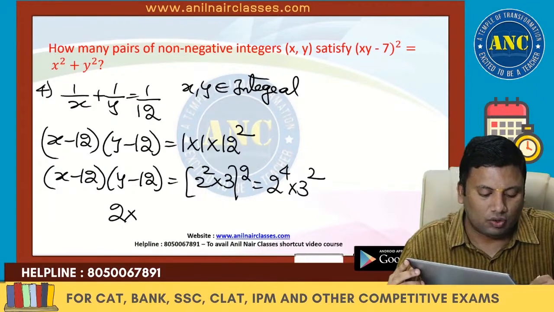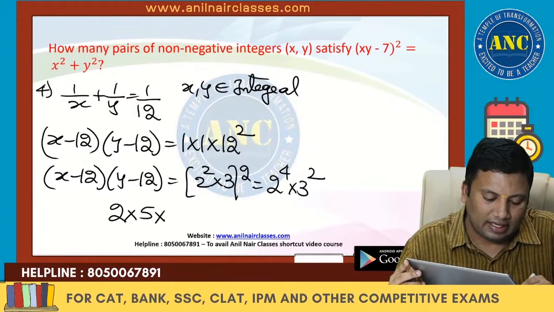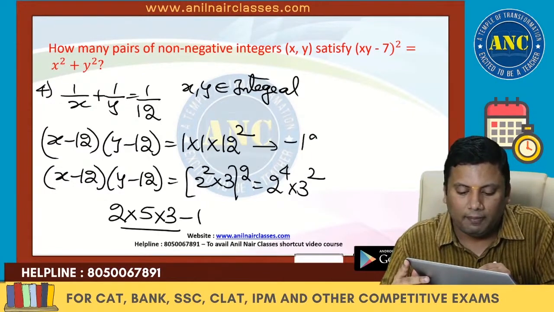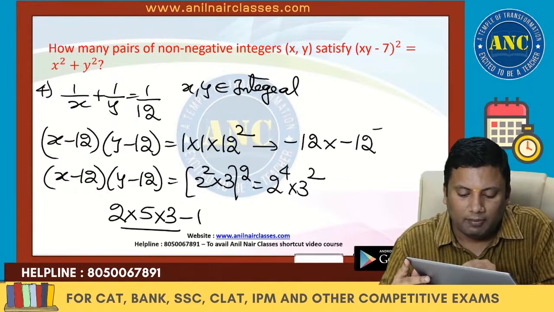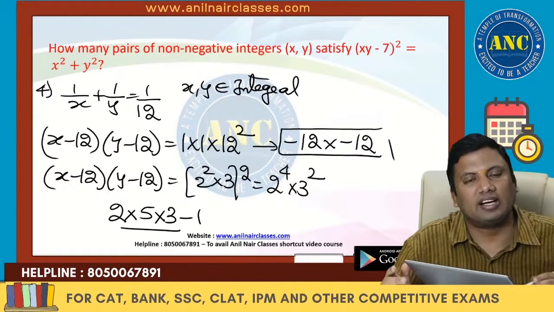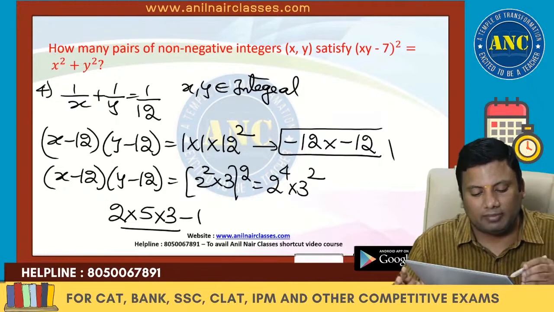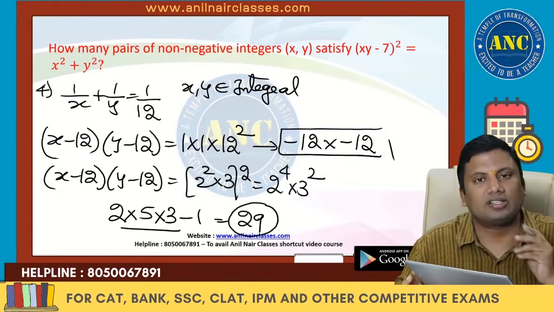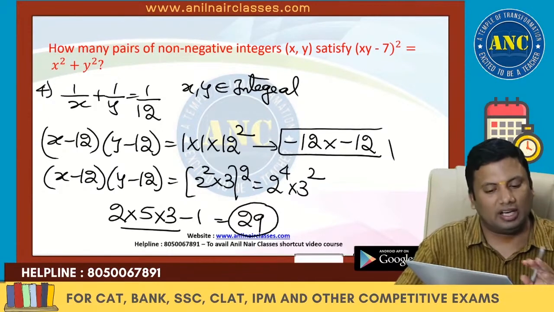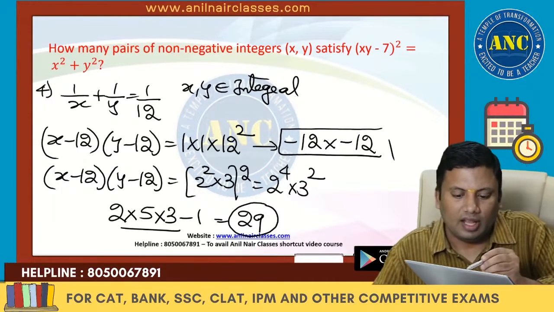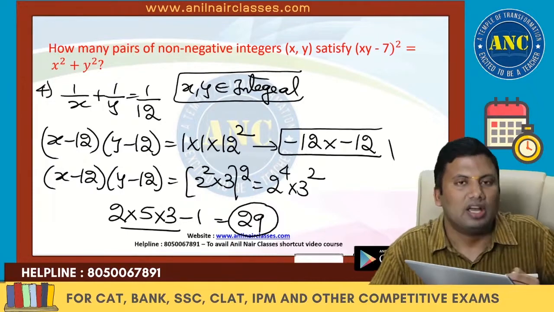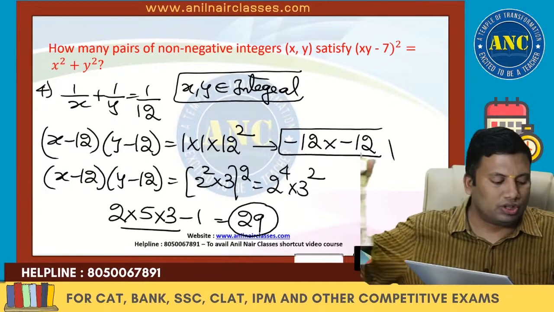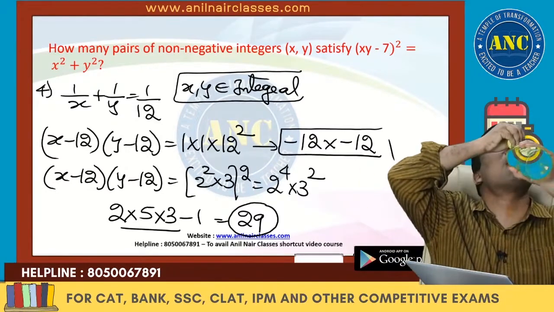Integer, right? So 2 into number of factors, minus 1. Minus 1 is nothing but a solution: minus 12 into minus 12, because it is a perfect square. X and y both will be 0 at the same time. So the answer for this question is nothing but 29. Idea clear, right? If x, y are integral solutions. Now when you get this kind of question, you know the approach for how to solve these questions.